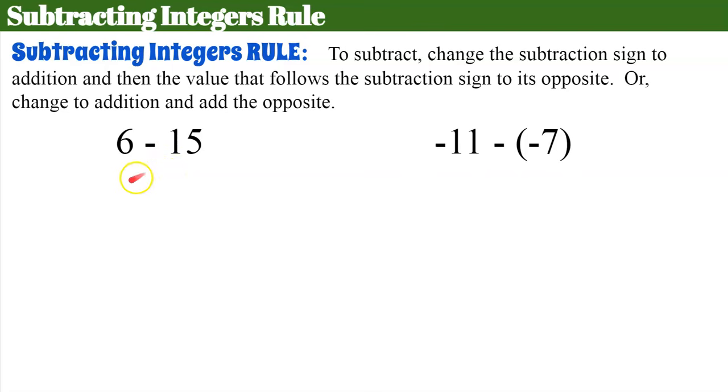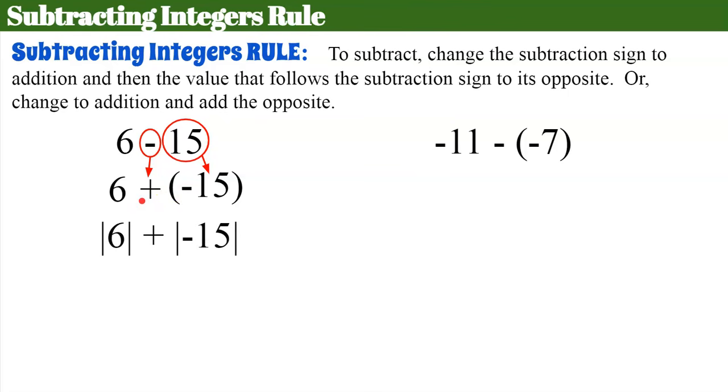So let's do one out together. So we keep, we change the subtraction to addition, and then we change the number that follows it to its opposite. So 6 subtract 15 is identical to saying 6 add -15. Now the great thing about this is we've already learned how to add integers, so now we can use what we already know to find the difference.